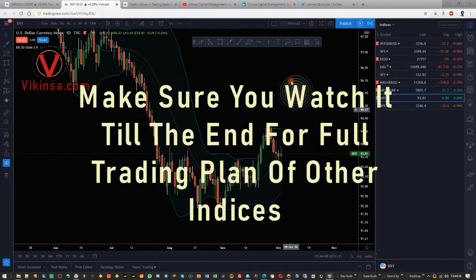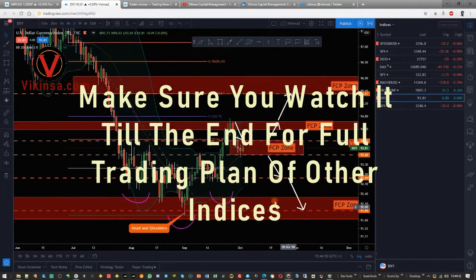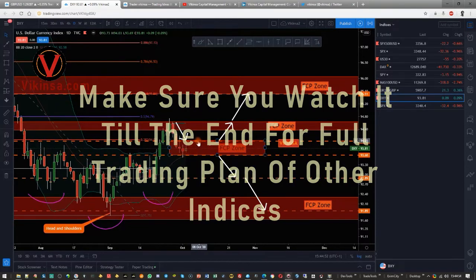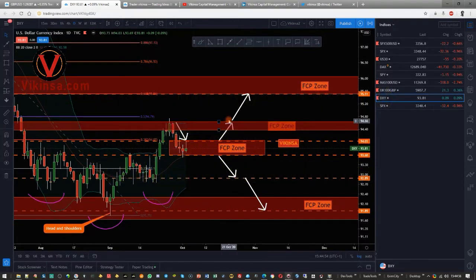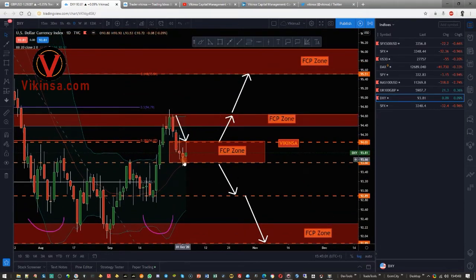Okay, so I'm not going to repeat this entire thing, but on the dollar we see that if this FCP zone is broken to the upside, then we are looking for the next one here, which we found a few weeks ago. We were able to take short positions based on this move on various currency pairs, because if the dollar is going down, the euro was going up, and obviously indices will also try to go back up. So if the dollar is falling, indices are going up. It's not a rule, but that's how the market works most of the time.